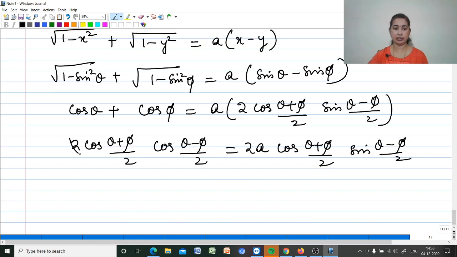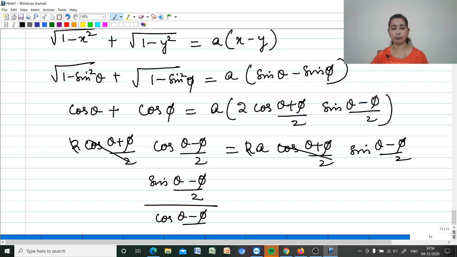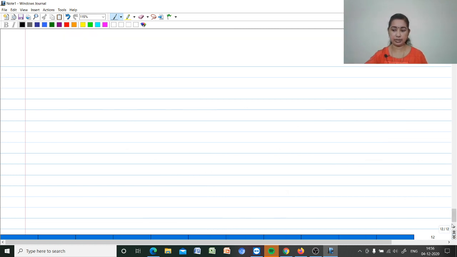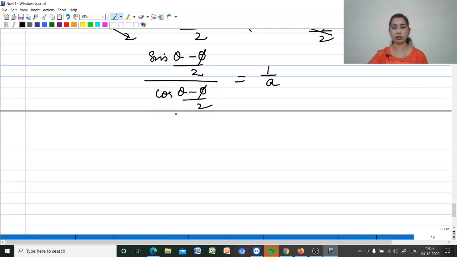Common terms can be cancelled, both sides 2 common, cos of (theta plus phi)/2 here also common. Remaining, I am taking this cos of (theta minus phi)/2 to the right side. So we are getting sine((theta minus phi)/2) by cos((theta minus phi)/2) is equal to 1 by a. Or it is the same as tan((theta minus phi)/2) is equal to 1 by a.